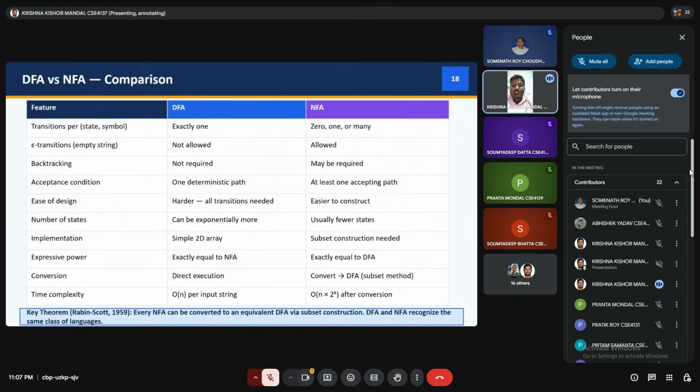DFA is harder to design but easier to implement. NFA is easier to design but needs conversion to DFA for implementation. Both DFA and NFA have the same expressive power, meaning they recognize the same class of languages. Also, any NFA can be converted into an equivalent DFA using the subset construction method. So overall, DFA is more practical for implementation, while NFA is more flexible for design.